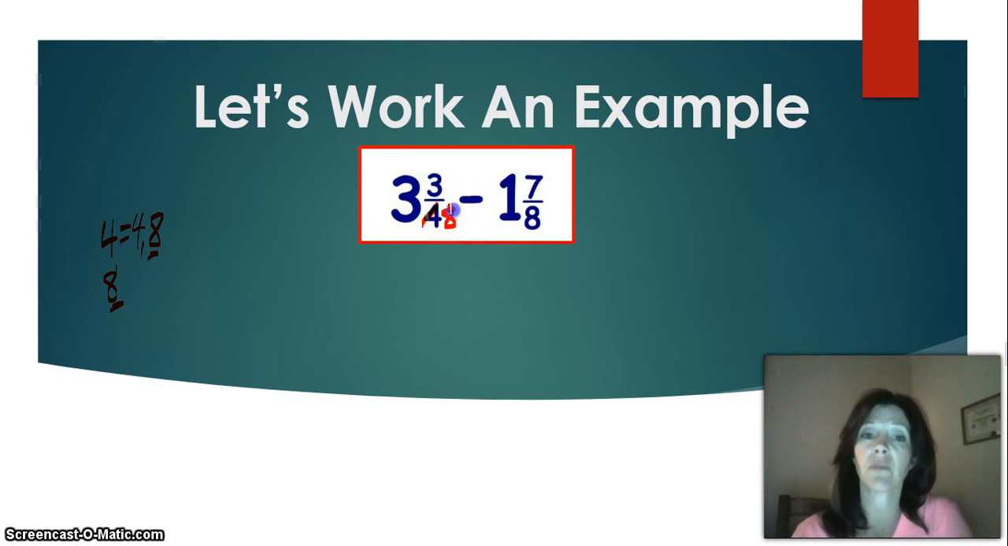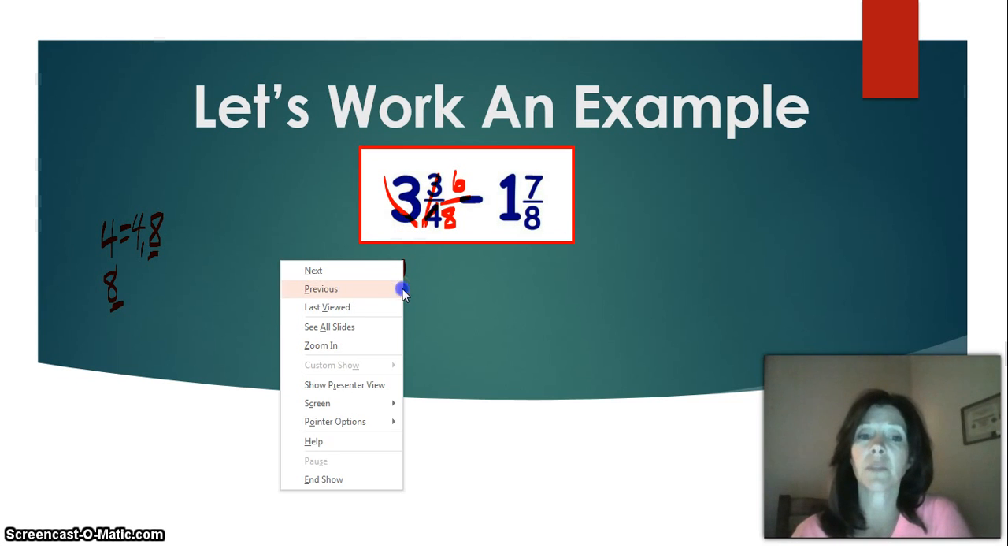So the first thing we have to do is fix this 4. So what did it take for 4 to equal 8? Times 2. 4 times 2 is 8, so 3 times 2 is 6. So our new problem is 3 6/8 minus 1 7/8. Well, because you can't subtract 7 from 6 because 6 is too small, you have to borrow from the 3. So we borrow 1 from the 3, and our new problem becomes 2.